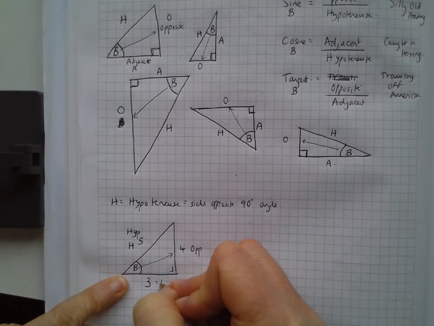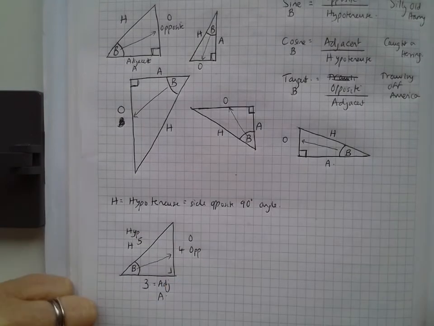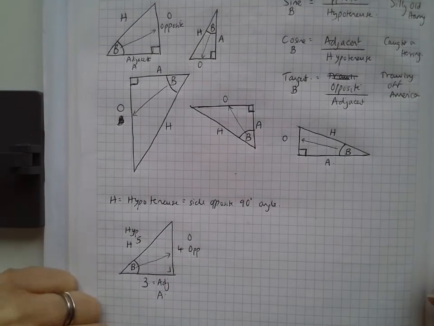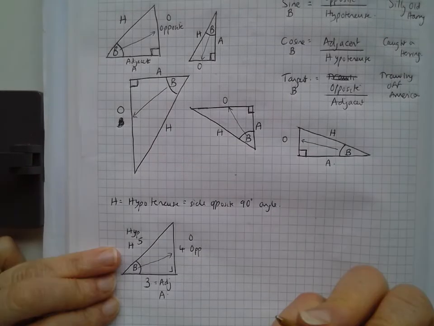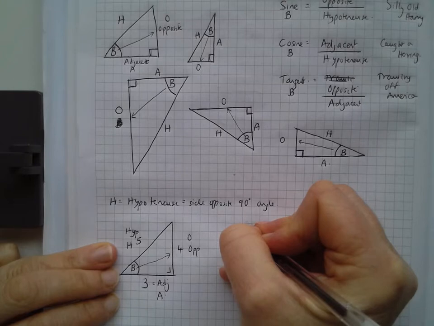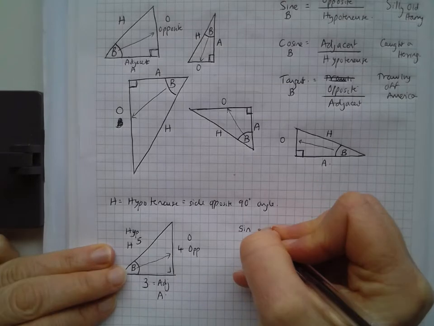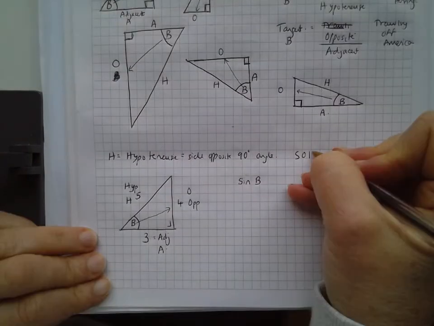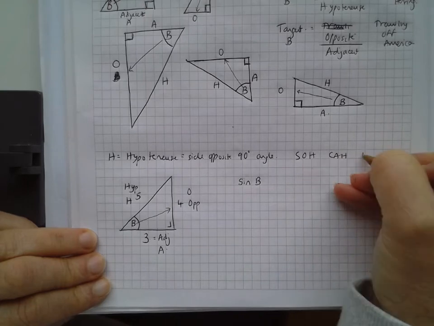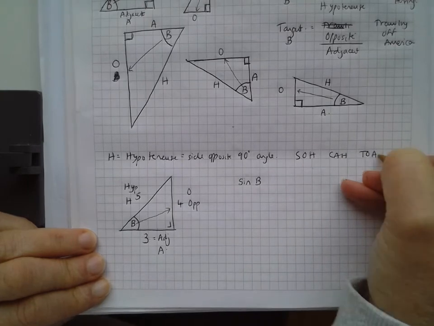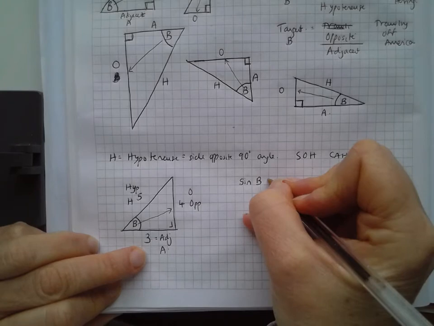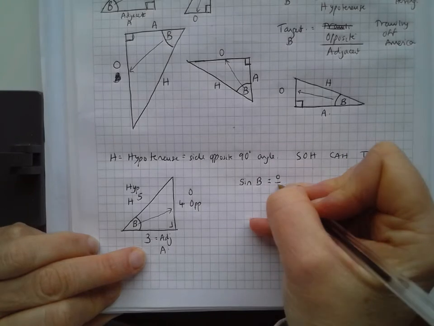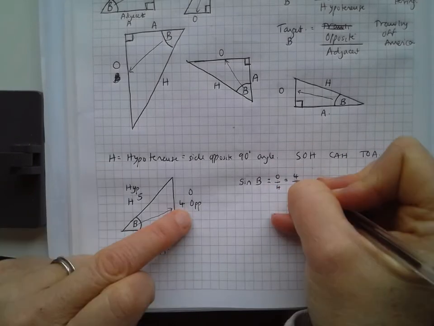Now, what does that mean? That means that for my angle B in this triangle, the sine of angle B was what? It was opposite over hypotenuse. Silly Old Harry, or SOH CAH TOA. Let's write SOH CAH TOA here. The sine of B is opposite over hypotenuse, which equals opposite, which is 4, over hypotenuse, which is 5, which is 4 over 5. Sine B is 4 out of 5.